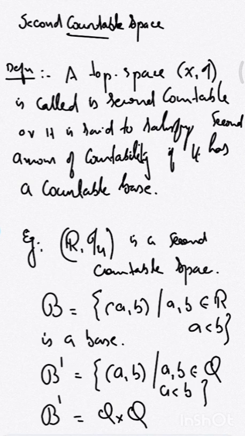It is countable. Therefore, the real line with the usual topology is second countable.